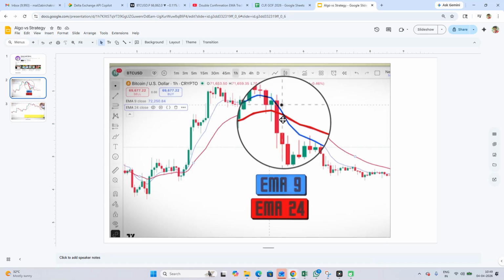So if the price is crossing below, then you need to take a short trade, and otherwise, if it is crossing up, you need to take a long trade.